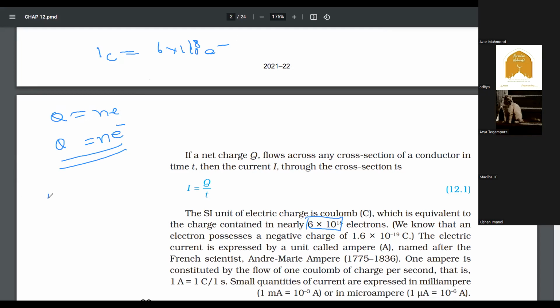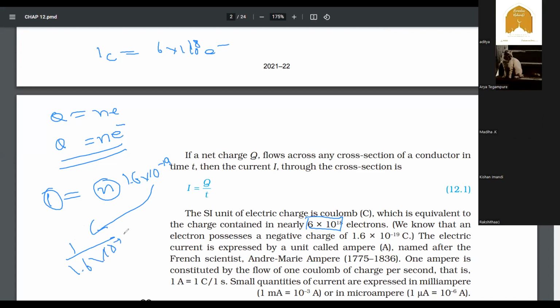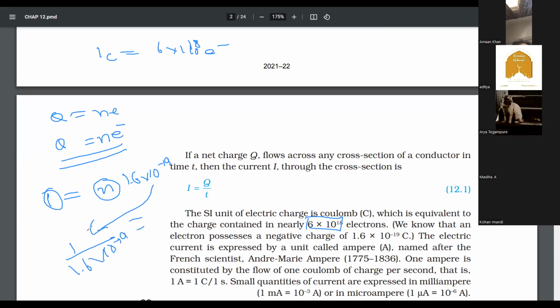If we are given the charge as 1 coulomb, and the charge on each electron as 1.6 times 10 to the power minus 19 coulombs, and we have to find the number of electrons that constitute 1 coulomb, then we take 1 divided by 1.6 times 10 to the power minus 19. This value gives us 6 times 10 to the power 18. That's how we got the number of electrons that constitute 1 coulomb of charge.